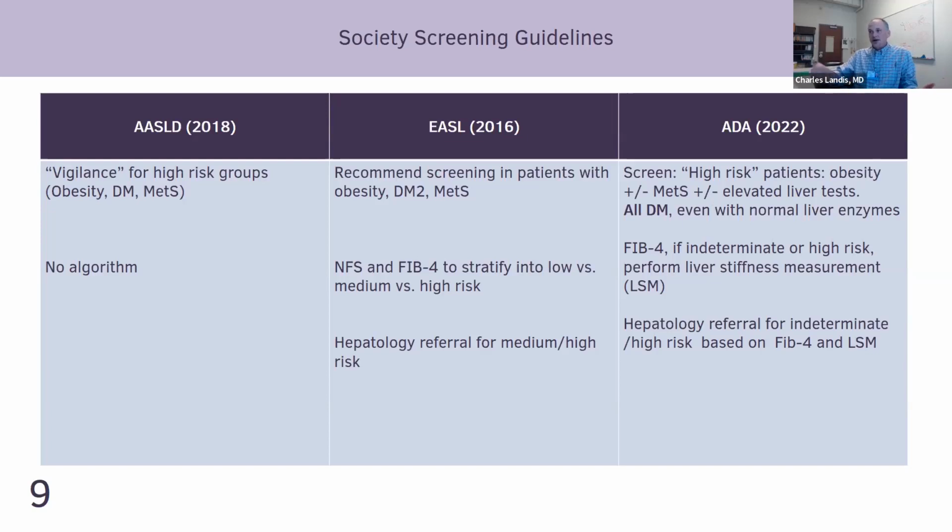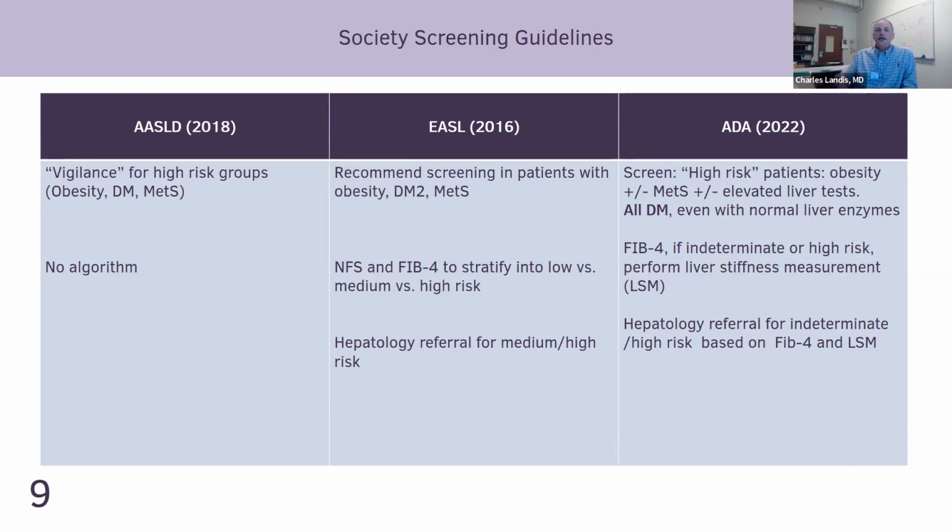It should be on your radar for anybody with diabetes. They again recommend using something called the FIB-4 score, which is a score that uses AST, ALT, and platelet count to give a non-invasive risk assessment for degree of hepatic fibrosis.